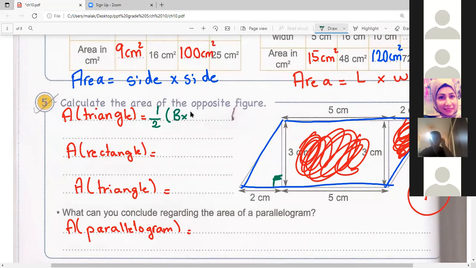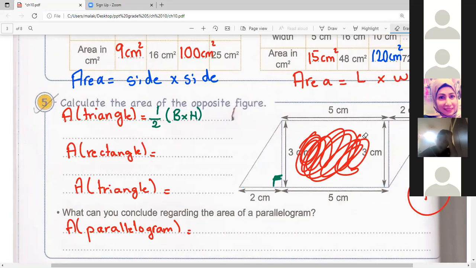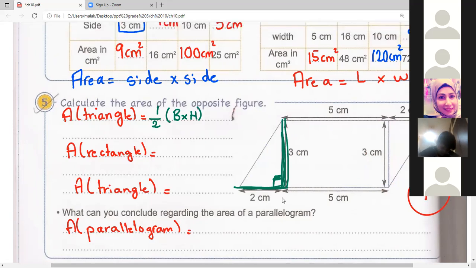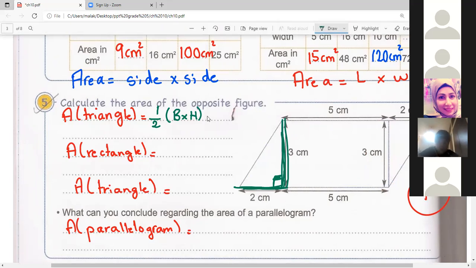Bravo. In the right triangle we said it has a base and a height. The two sides that form a right angle we call them base and height. Which two numbers do we have to multiply first, Adam? Base and height. Look at that triangle. Multiply the base by height.